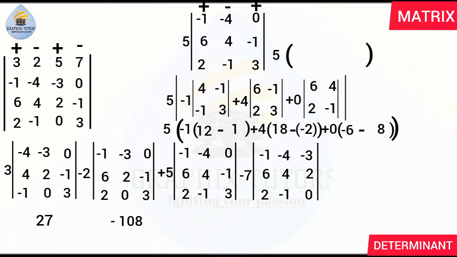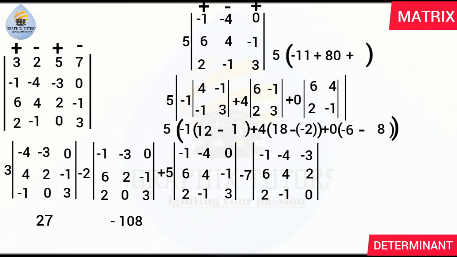I have, if you do it this way, 12 minus 1 is 11. 11 times minus 1 is minus 11. 18 minus 2, meaning 18 plus 2, that is 20. 20 times 4 is 80. Then minus 6 minus 8 is minus 14. Minus 14 times 0 is what?